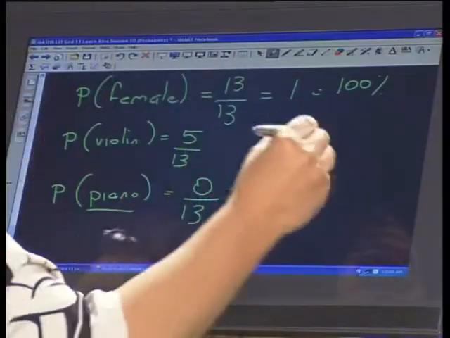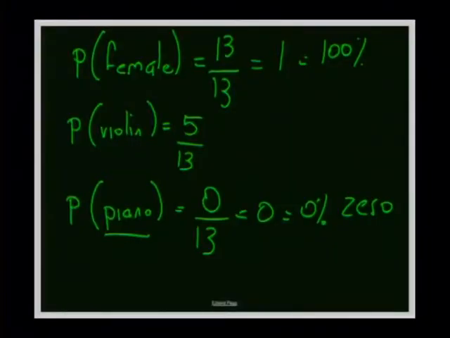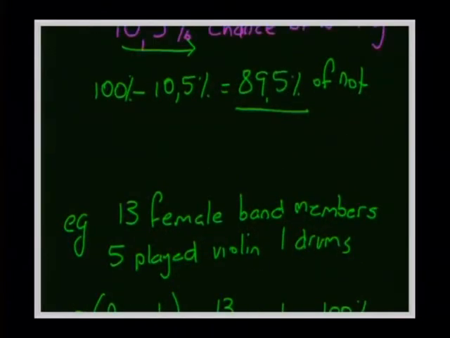You can write in the word 0, but there is no chance of me choosing a piano playing female out of this question or the information that I have been given. So look out for those questions where there's a 0 chance of it happening or 100% chance of happening. And remember that anything in between is between 0 and 1, as we discussed earlier.